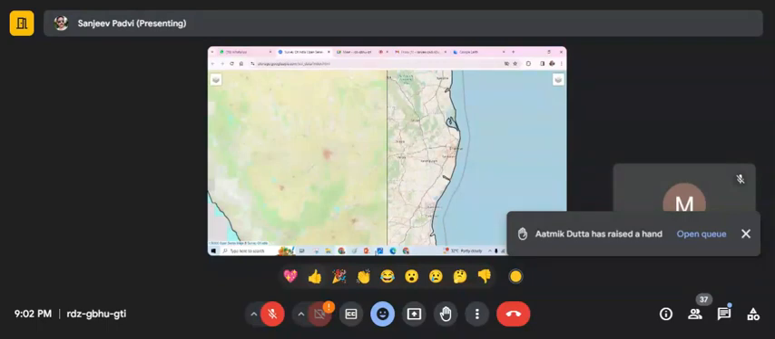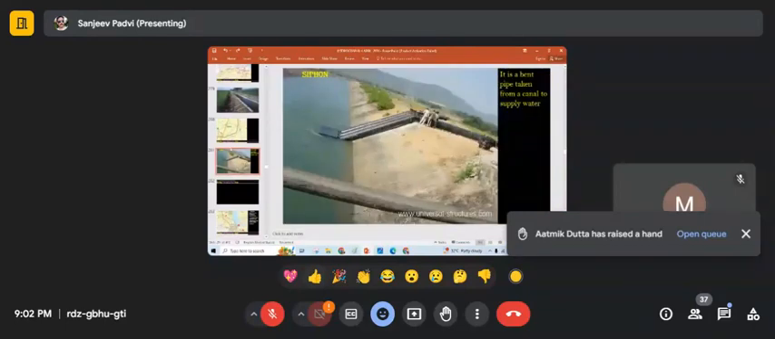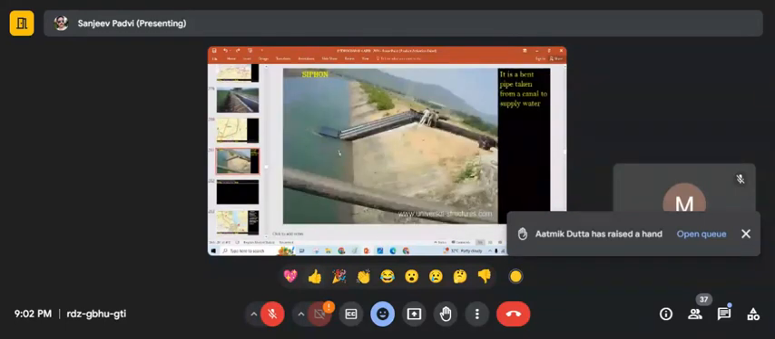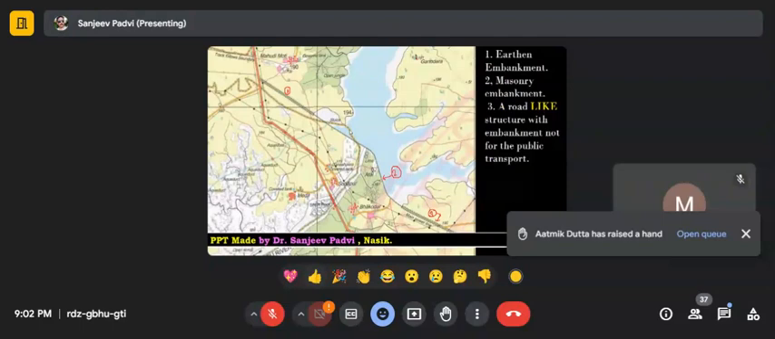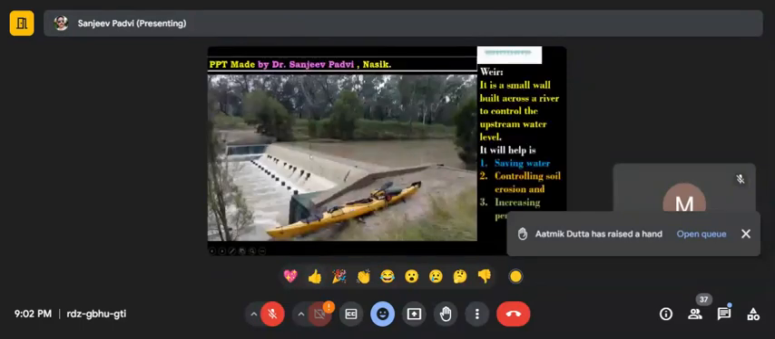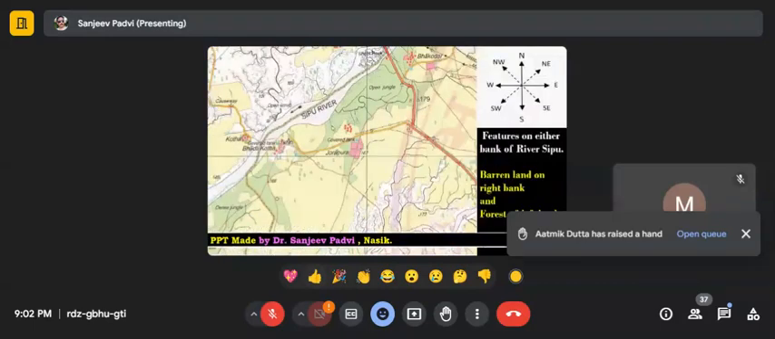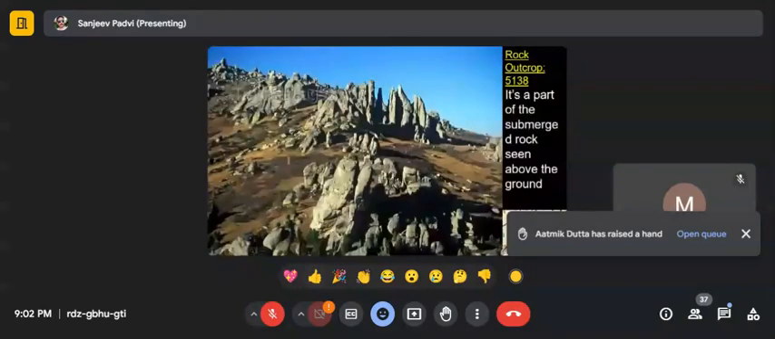Enough of this now. I hope the things are clear to you. Now look at this. Sometimes you will see the word siphon. A siphon is a bent pipe like this that supplies water. We call it by the name siphon. Now the next one is sluice. We already did this. Okay, overhead tank. Very simple. Look at this symbol. It is an actual tank which is overhead. Stony waste, I already told you.